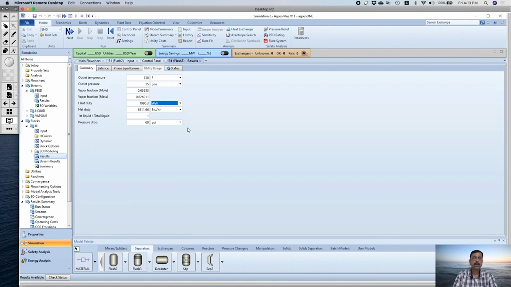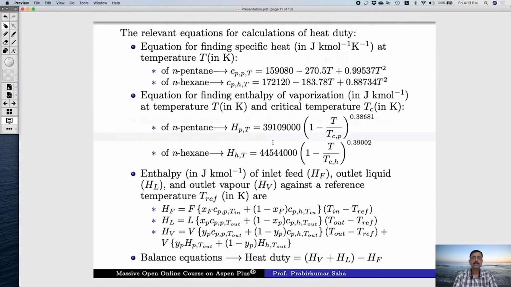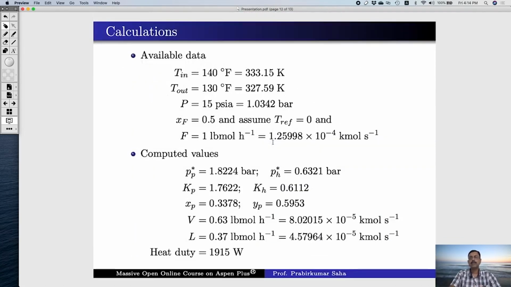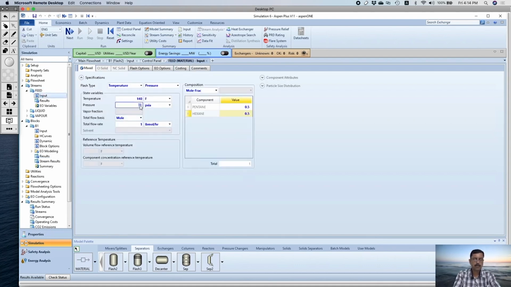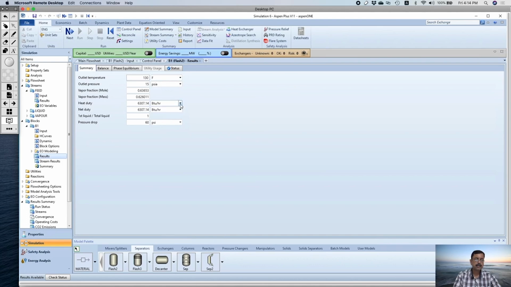So instead of going through this tedious calculation, we can simply put it in Aspen and do the calculation in a very simple manner. Now suppose if you want to change the feed input from say 75 psi or 140 degree to 150 degree Fahrenheit, then we have to run the simulation once again, and the heat duty will definitely change. Let us see what is the heat duty. Earlier it was 1996, now it is 18.48. So the heat duty has reduced.